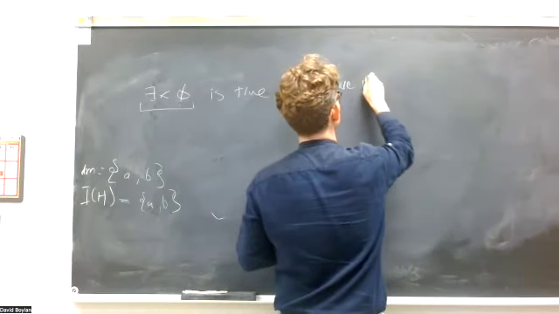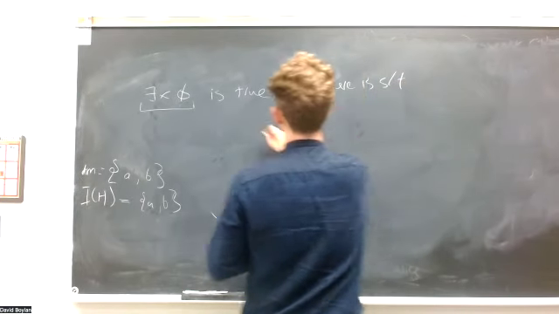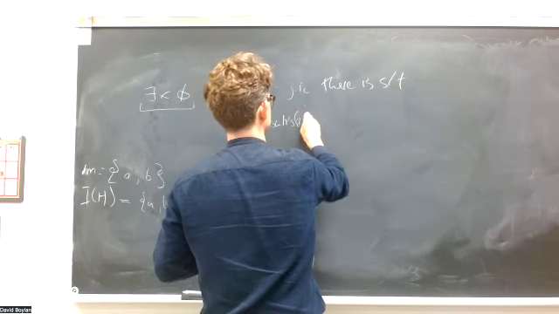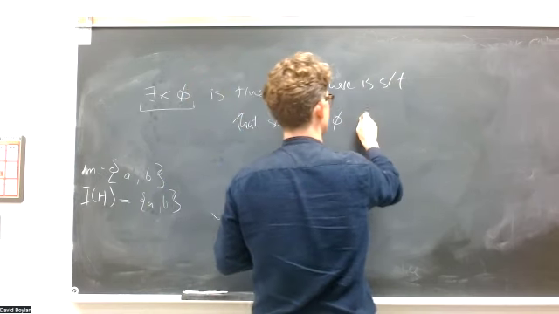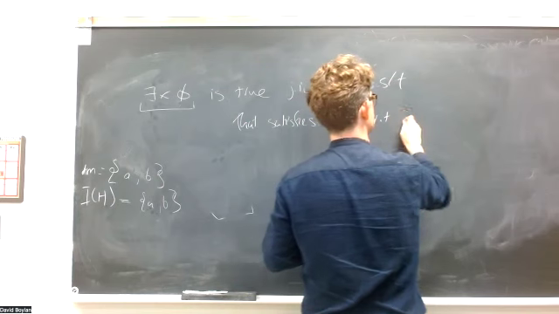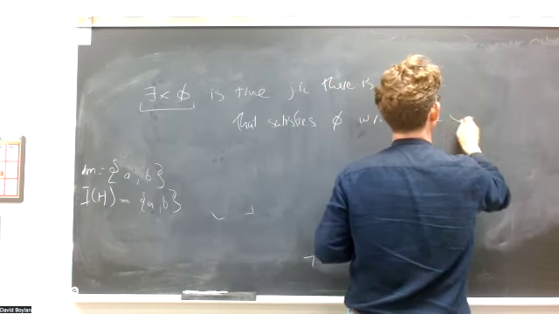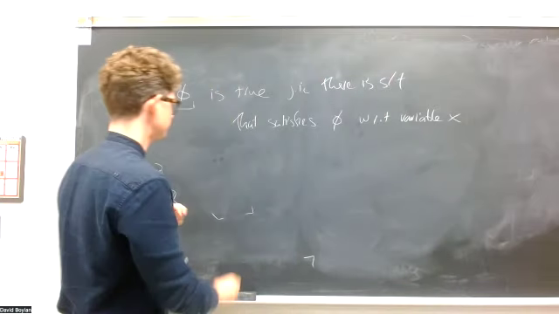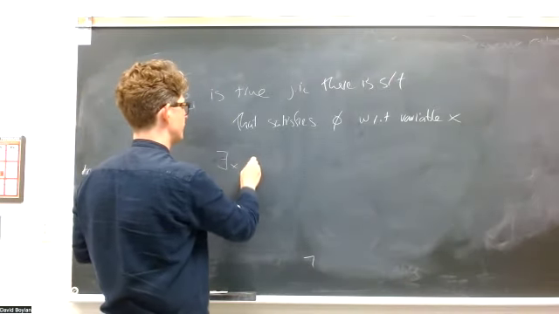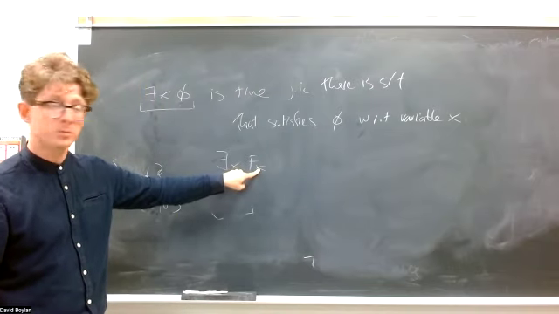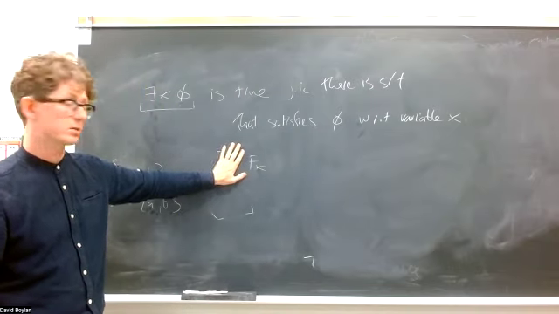Well, it's true just in case there is something that satisfies the sentence phi with respect to the variable x. So for instance, there is an x such that f of x. That's true just in case we could assign x to something and make that sentence true.